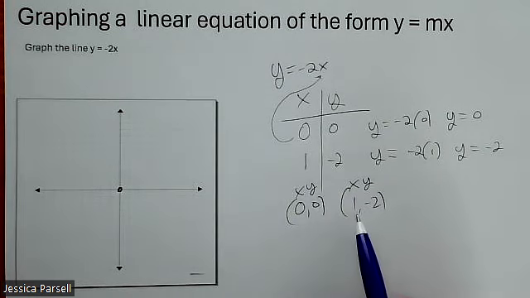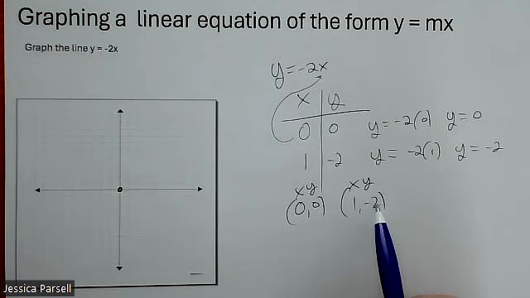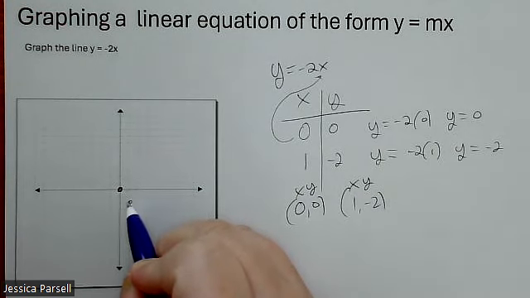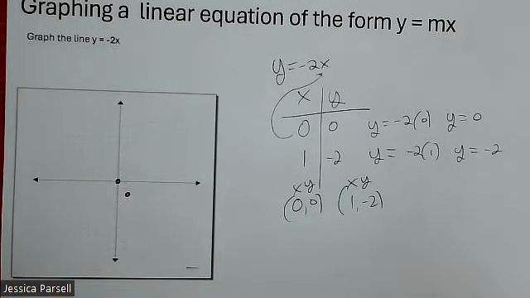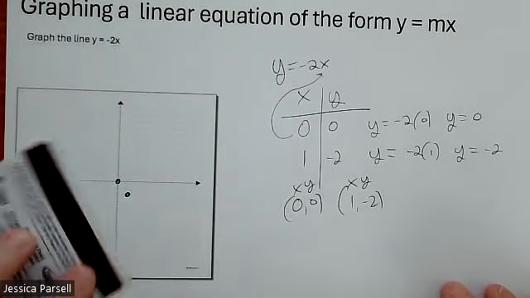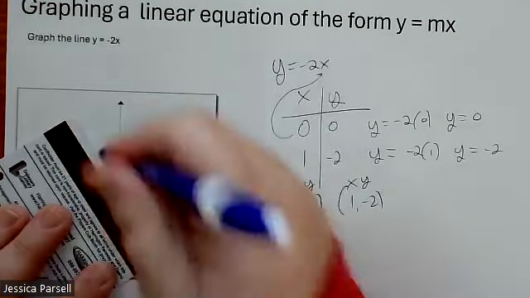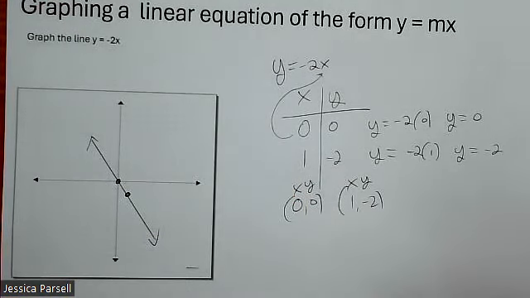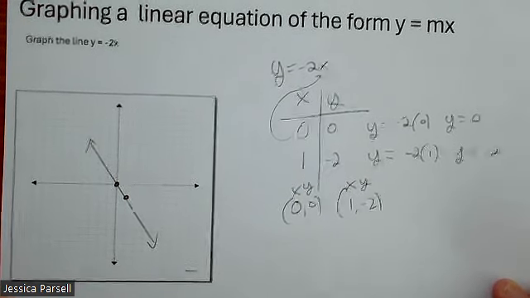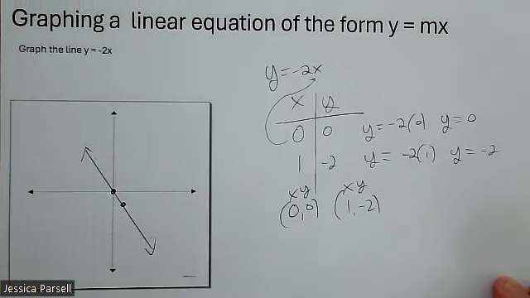Okay, so this one is move 1 on the x, but go down on the y, -2. All right, we have 2 points, (0, 0) and (1, -2). So we're just going to connect the dots. And there's a graphing tool on ALEKS that will help you with that. All right, let's keep going.